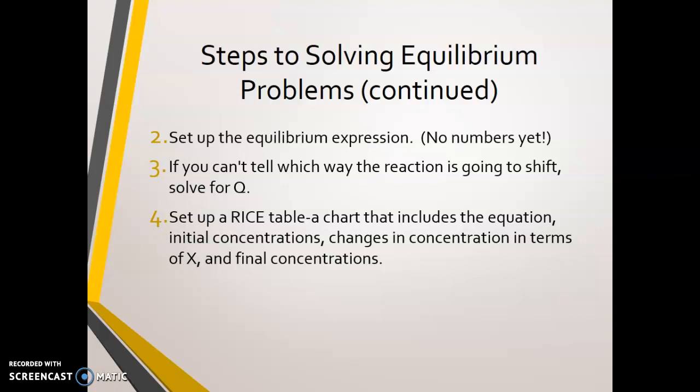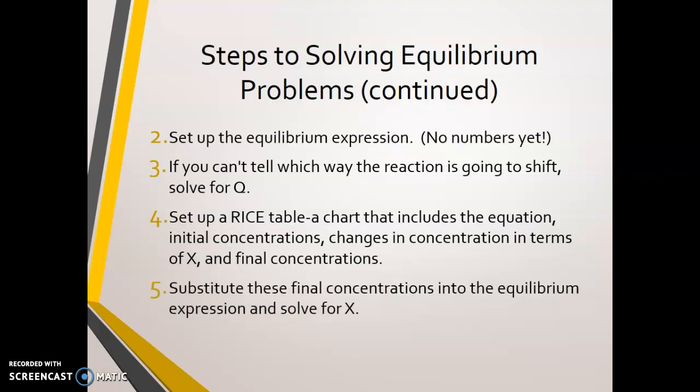Then you're going to want to set up a RICE table. RICE is an acronym for reaction, initial, change, and then equilibrium. So it includes your reaction, the balanced equation, the initial concentrations, the changes in the concentration in terms of X, and final concentrations. And then the fifth step, you're going to substitute these final concentrations into the equilibrium expression and solve for X. And then sixth, you want to check and make sure that your answer seems logical.